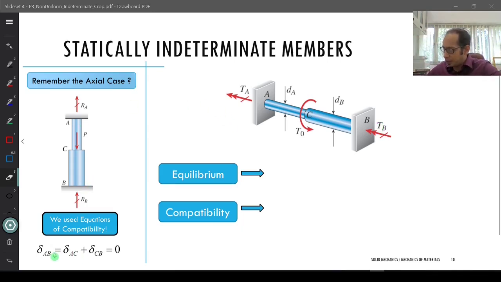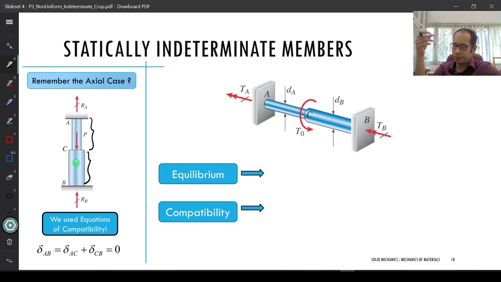So remember here my compatibility, and we are going to again remember the equations of compatibility, that your delta AC for this particular portion and delta CB for this particular portion was overall equal to 0. That delta AB was delta AC plus delta CB equals 0. And you had maintained the equilibrium and so on, and you had eventually derived what the reactions are.